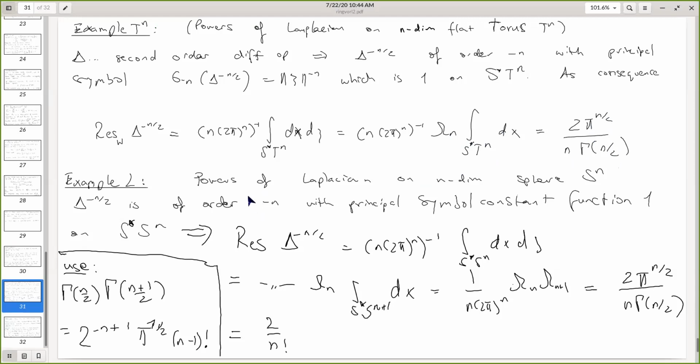The other example is powers of the Laplacian on an n-dimensional sphere. So delta to the minus n half is of order minus n, with principal symbol the constant function 1 on S star Sn. And now the residue: I calculate the same thing. I have this principal symbol, which is again just the 1 function over dx d psi, and this gives me 2 pi to the power of n half divided by n gamma n half, where I used some nice identities. And this is equal to 2 divided by n factorial. And now the question to you, what does that remind you of?